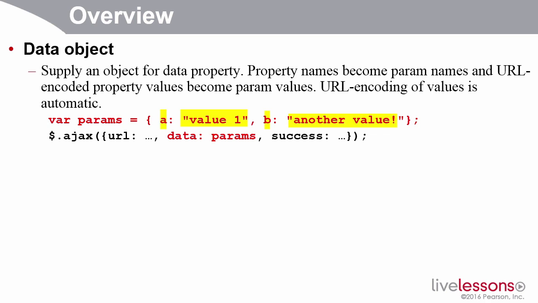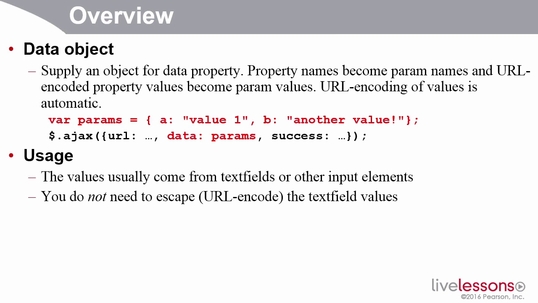So the result that gets sent to the server is the same as before, but you don't have to call escape. And you do have to build an object first instead of just an explicit string, but I think it's more than made up for by the fact that you don't have to call escape on the values. So again, the values normally are not hard-coded. They come from text fields or other input elements. And the point is that you don't have to call escape.